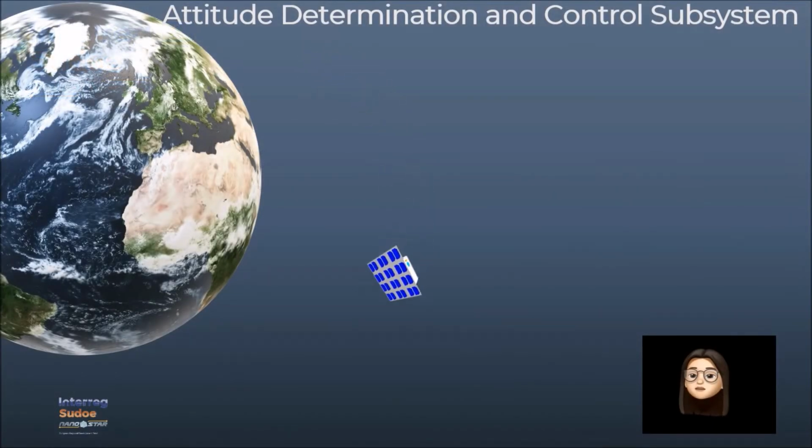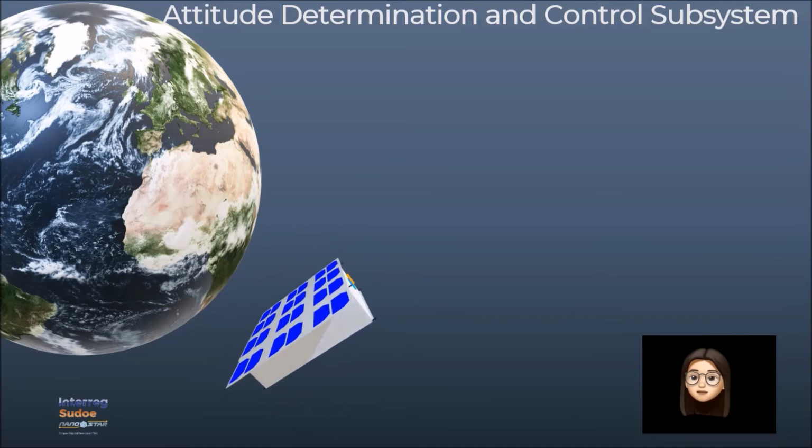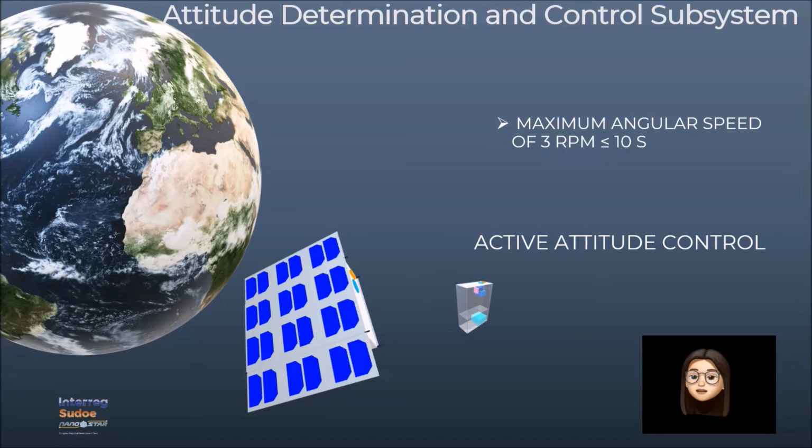In any space mission, an attitude determination and control system is needed. In this project, the ADCS is of vital importance. Since the mission incorporates living organisms, an active attitude control is necessary to provide stability control. The ADCS must be able to keep the spacecraft below a maximum angular speed of 3 rpm for no more than 10 seconds. In addition, the communication system requires an aiming accuracy lower than 0.5 degrees during the connection time.